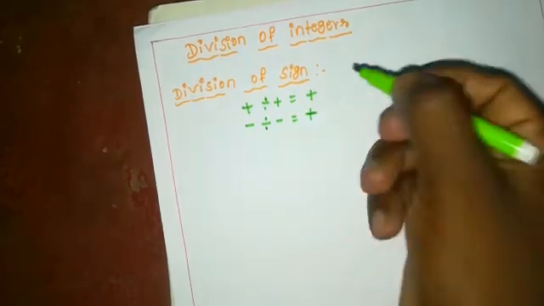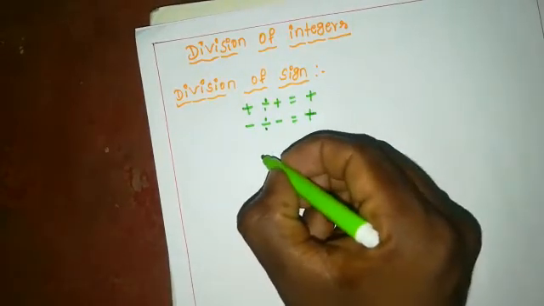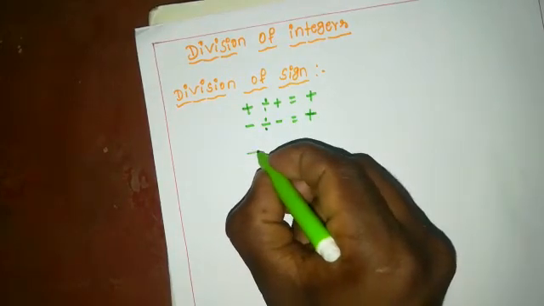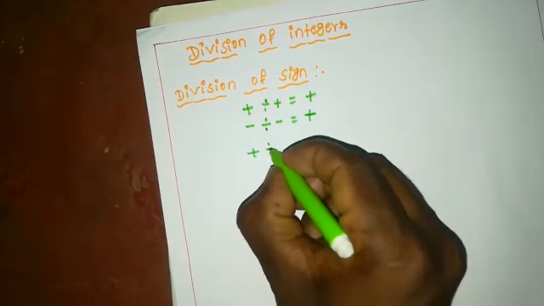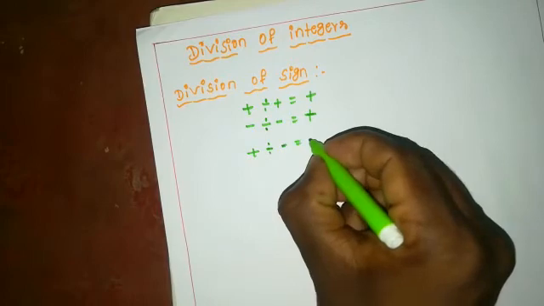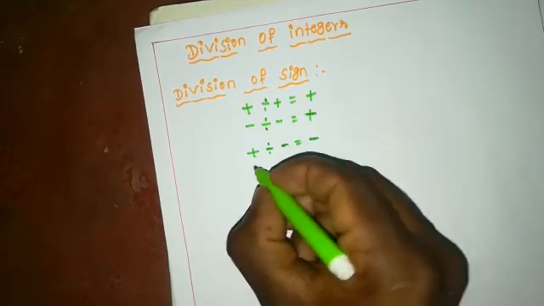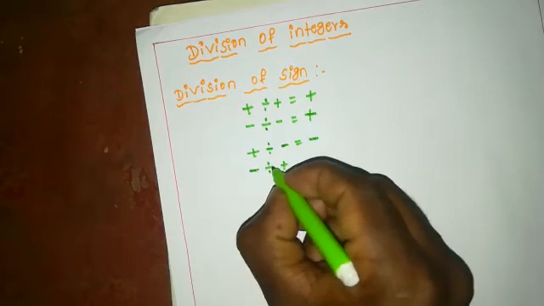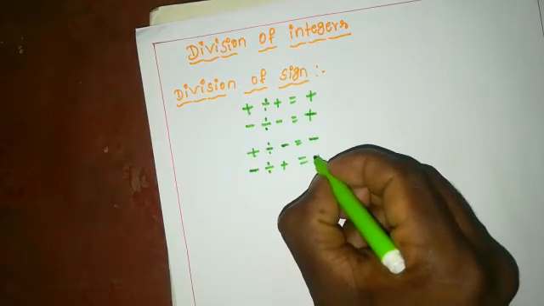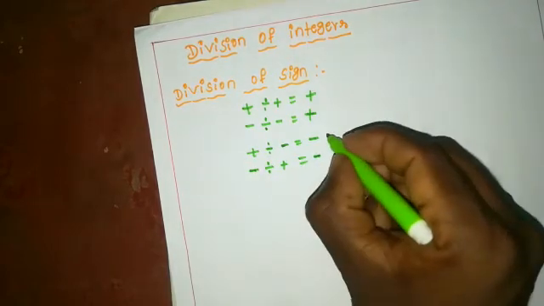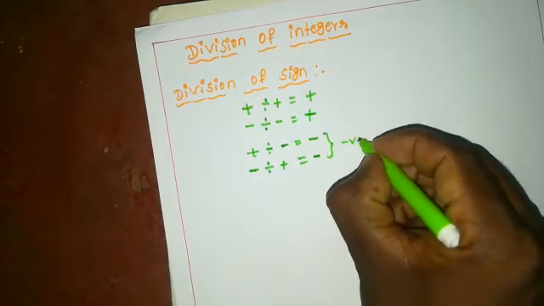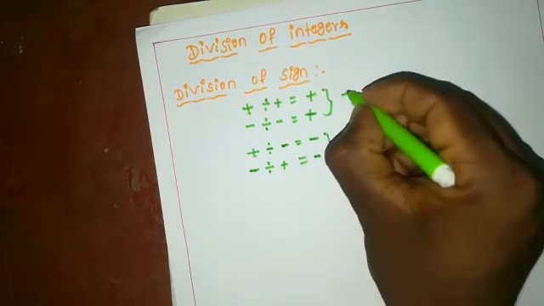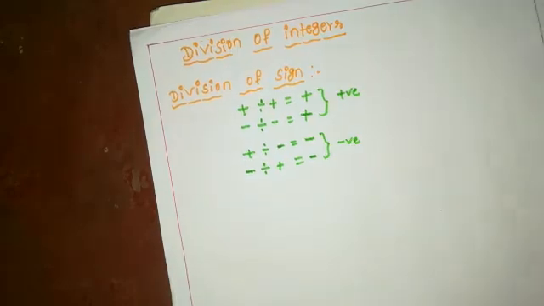When we are dividing the same sign, plus divided by plus is plus, minus divided by minus is plus. Now when we are dividing the opposite sign, one is plus divided by another one negative, in this case we get negative, minus. Next, one is negative and another is plus: minus divided by plus, always we get negative. In both cases we always get negative. This is the division of sign.